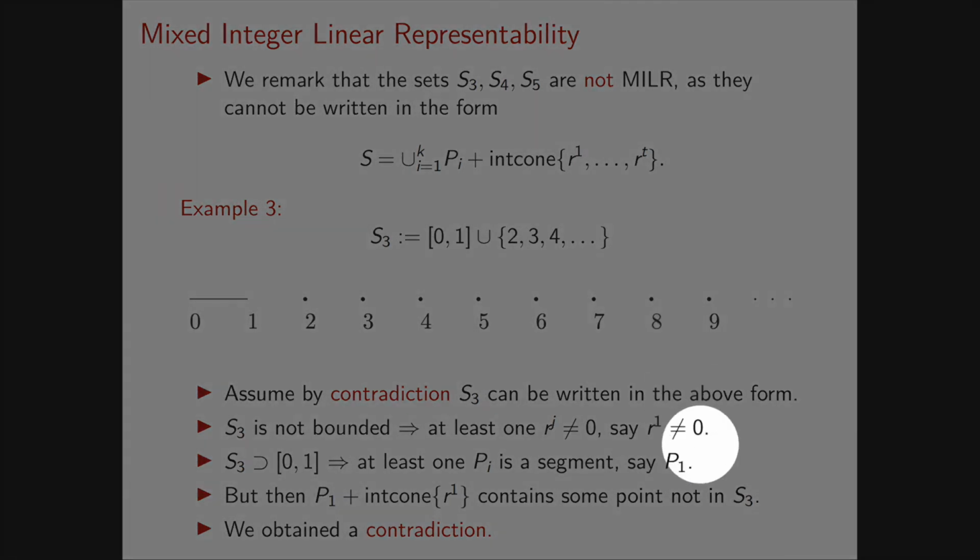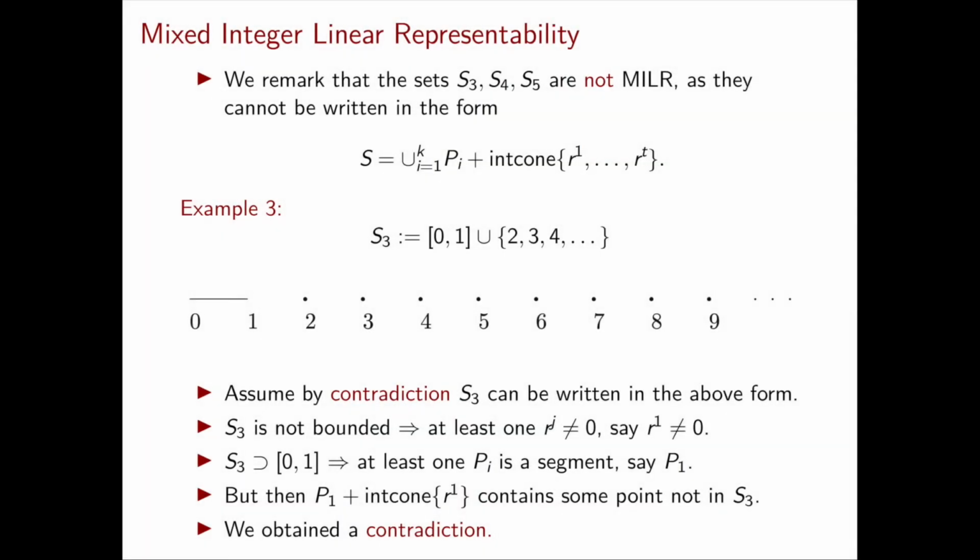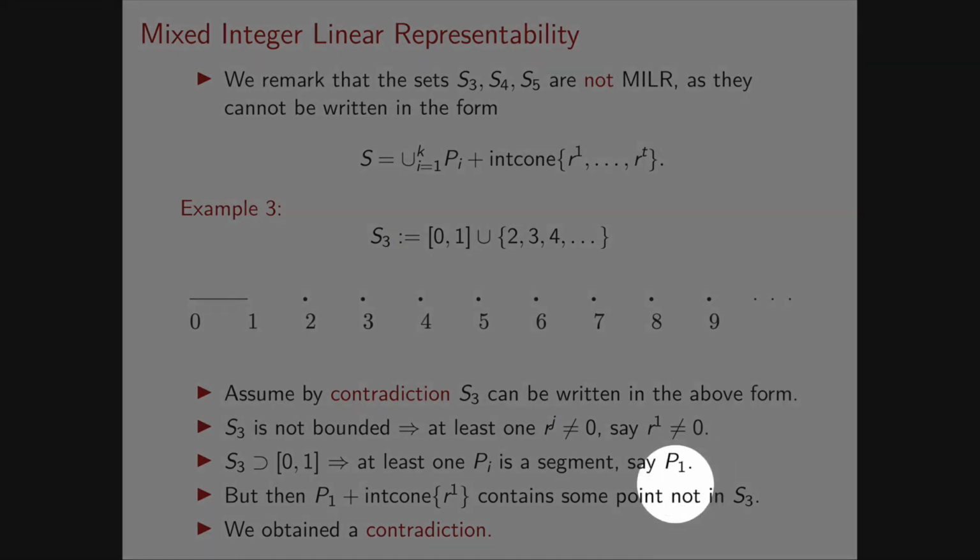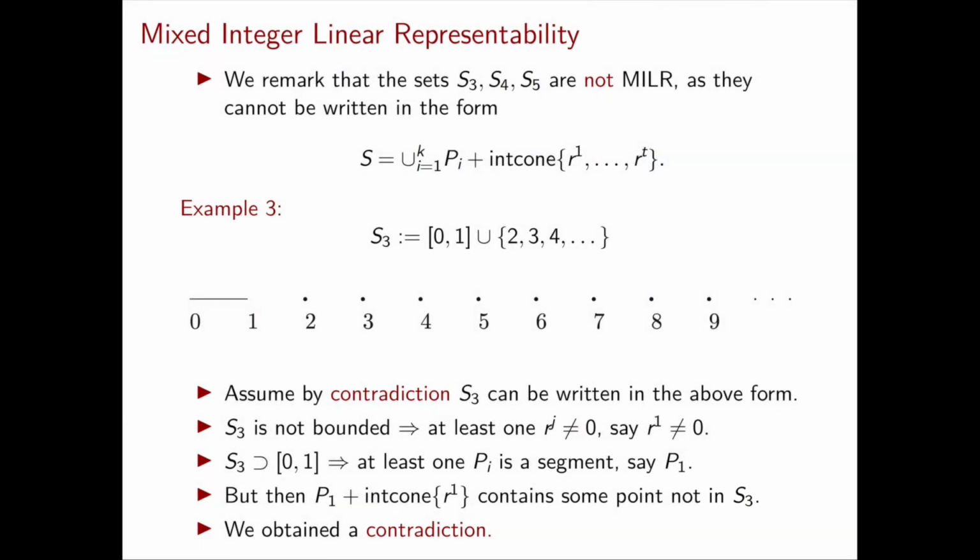So let's say that P1 is a segment. But then look at P1 plus integer cone of R1, which of course is a subset of our set, and this will contain segments arbitrarily far from the origin, and so inevitably you will contain points not in S3, which gives a contradiction. Good, so you see that one use of the characterization theorem that we just proved is also to show that a set is not mixed integer linear representable.